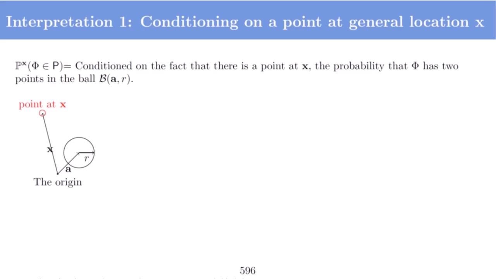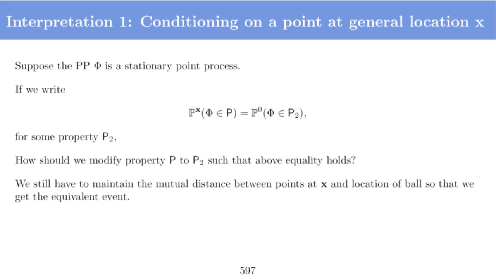So this is saying the same thing, only the conditioning has been moved to a point at x. The point is at x, you condition on this point, and then you ask what is the probability that there are 2 points in the ball located at location A with radius r. And you can see even this probability, conditioned at x or conditioned at 0, may be different.